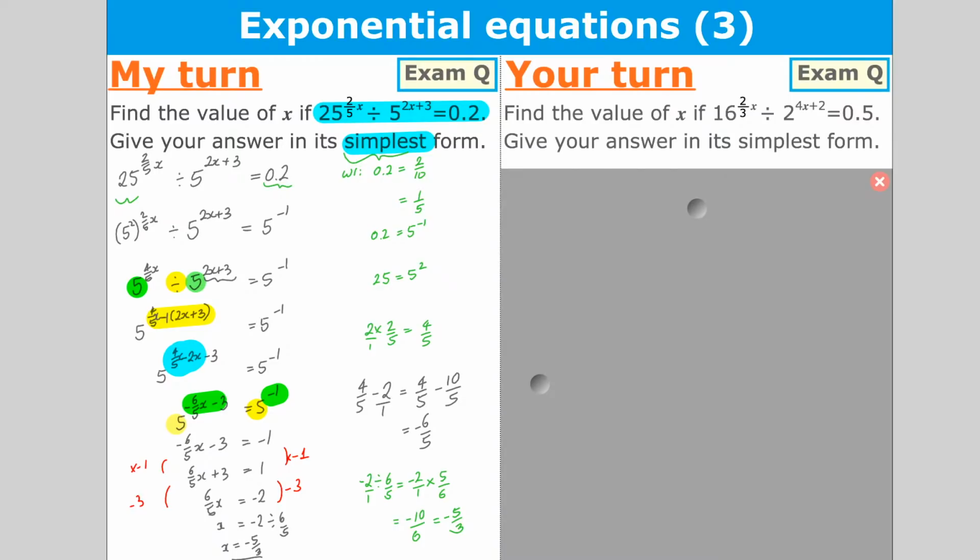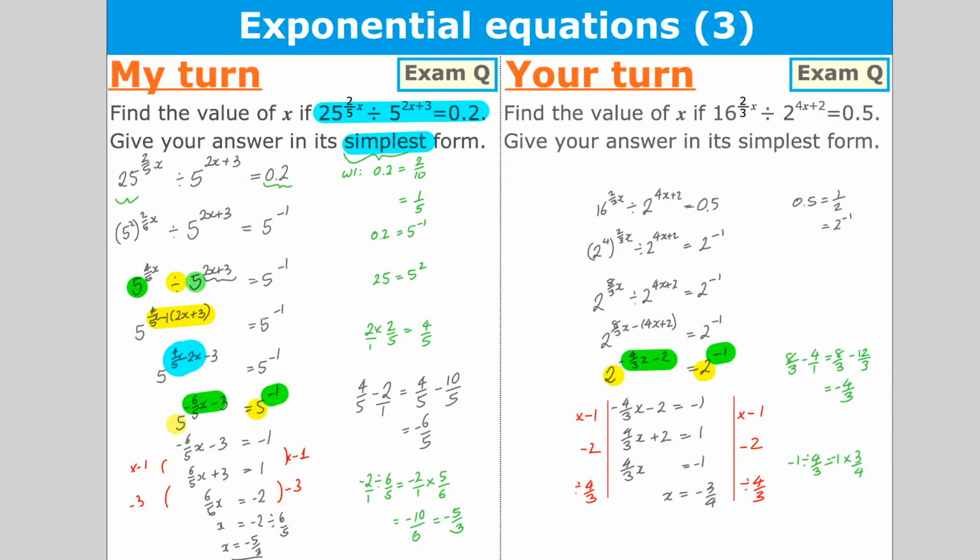Here we go. Right, so what did you guys get? X is equal to -3/4. I don't know if I got that. I can't remember. I don't trust myself now whether I made a mistake earlier. Let me see. Yes. X is equal to -3/4. X is equal to -3/4. And lots of you got that.